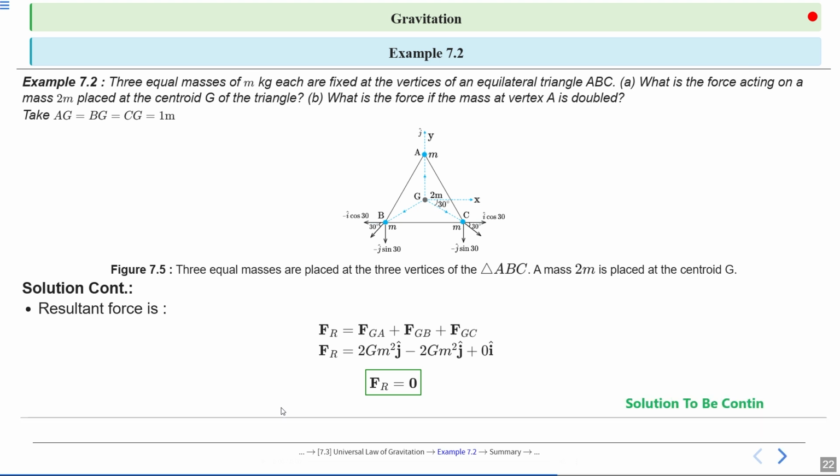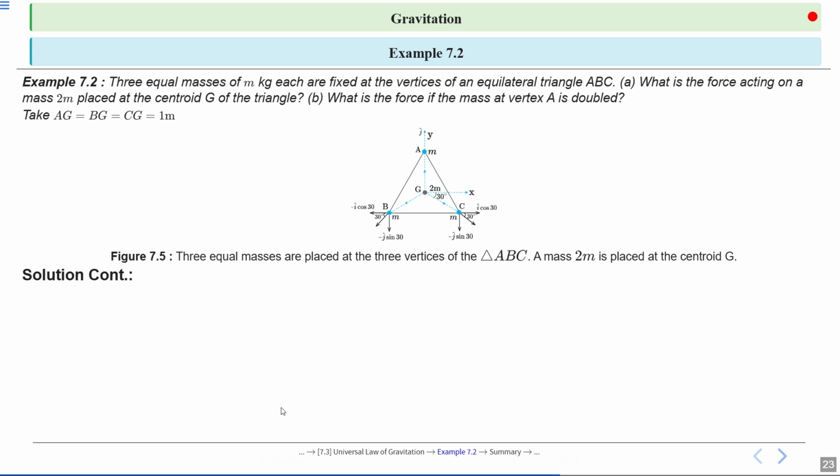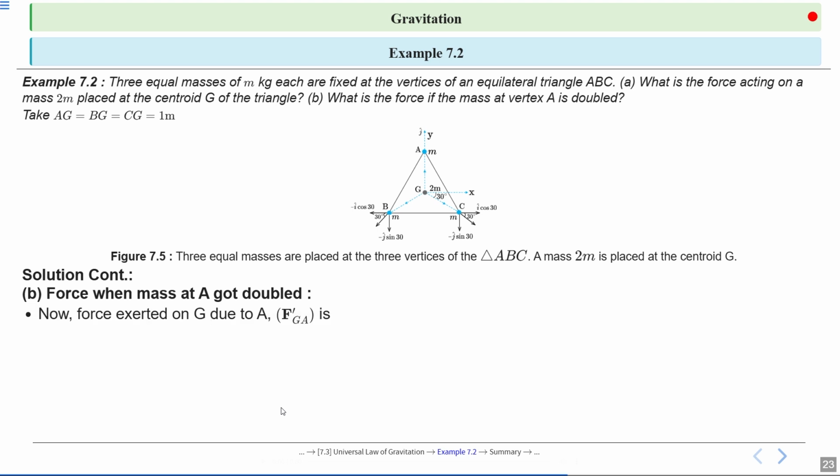So here, second, force when mass at A got doubled. So the force exerted on G due to the mass at vertex A is given by Newton's law of gravitation. The formula is F equal to G m1 m2 divided by r square. Here m1 and m2 are the masses involved and r is the distance between them. Alright, so just put the values in the formula and you will get the FGA prime.